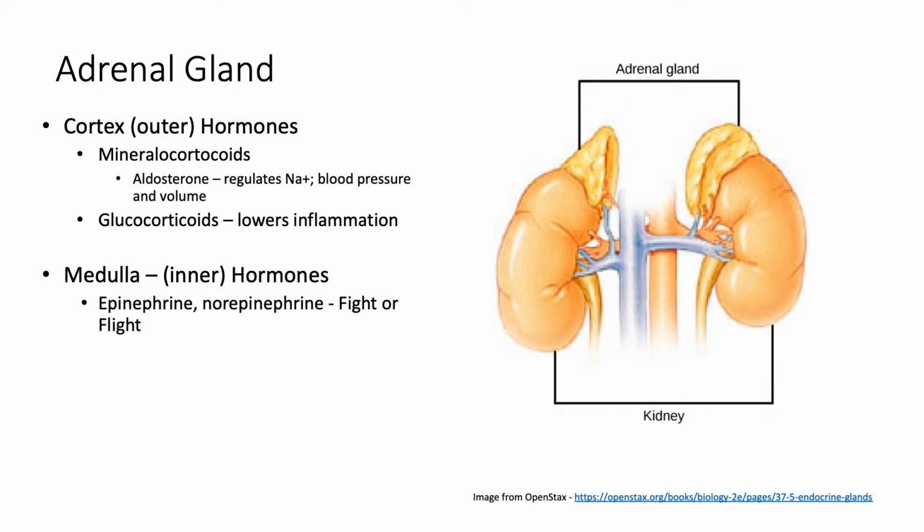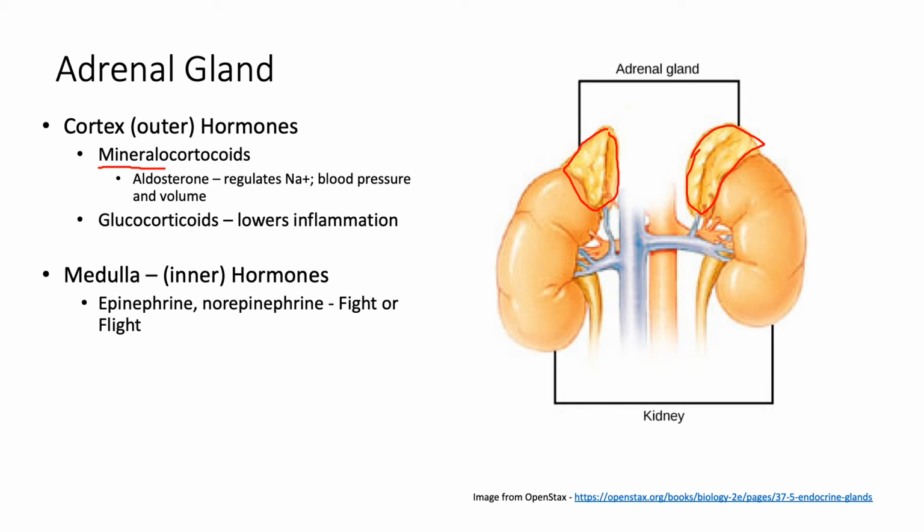Okay, now let's move on to our adrenal glands. First of all, I just want to remind you that there's a pair of adrenal glands, and they sit on top of the kidneys. Now we look at the adrenal glands in two different regions: the cortex, or the outer part of the adrenal gland, and then the inner part, which we call the medulla. The adrenal cortex makes two important classes of hormones.